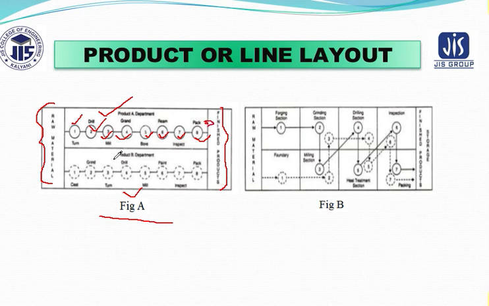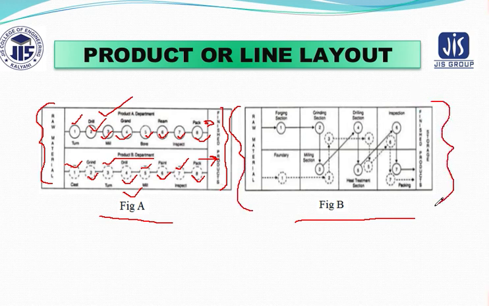In a similar way, in department B to generate product B, the same thing occurs. It goes to machine number 1, then 2, 3, 4, 5, 6, 7, 8, and finally you get your final product. Now in figure B, the arrangement may not be in sequence. So this is a cellular manufacturing arrangement itself.